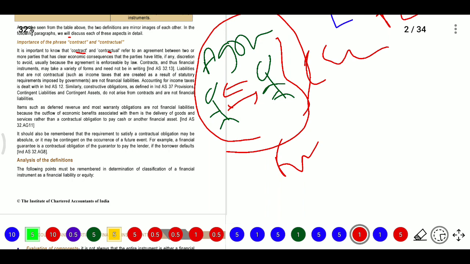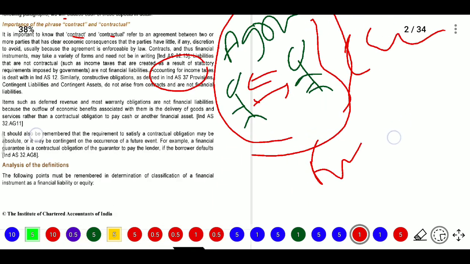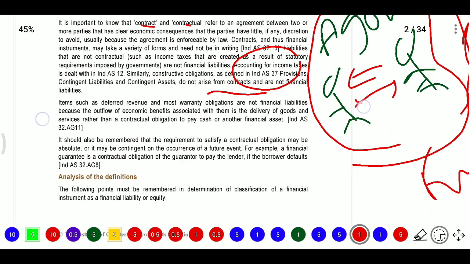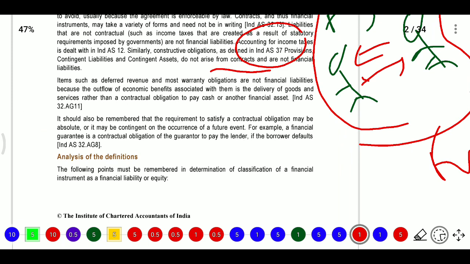So, yes, we will discuss constructive obligations as defined in Ind AS 37. Constructive obligation means Ind AS 37 will be discussed. In Ind AS 37, provisions, contingent liabilities and contingent assets do not arise from contract and are not financial liabilities. Items such as deferred revenue and most warranty obligations are not financial liabilities.